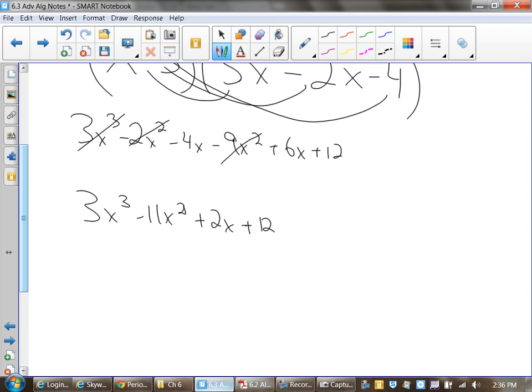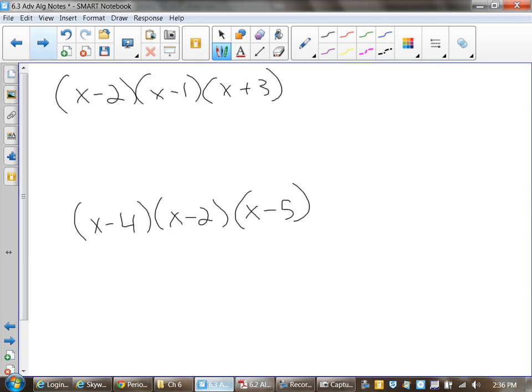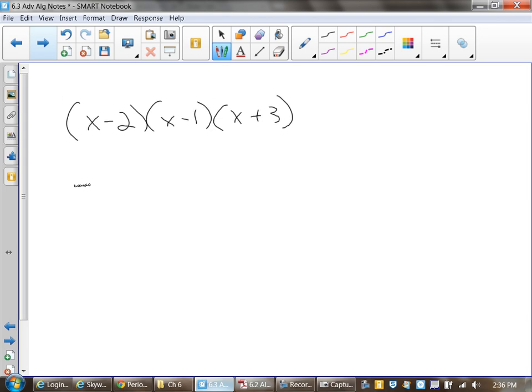The other weird one is this one here. I have 3 terms, 3 binomials. I can't FOIL this, but I could turn this into an easier problem to work with. If I FOIL 2 of them and then use the distributive property for the third, that's what you would do. What I mean here is, if I have 3 terms like this, x minus 2, x minus 1, x plus 3, I pick 2 of them. Doesn't matter which ones.